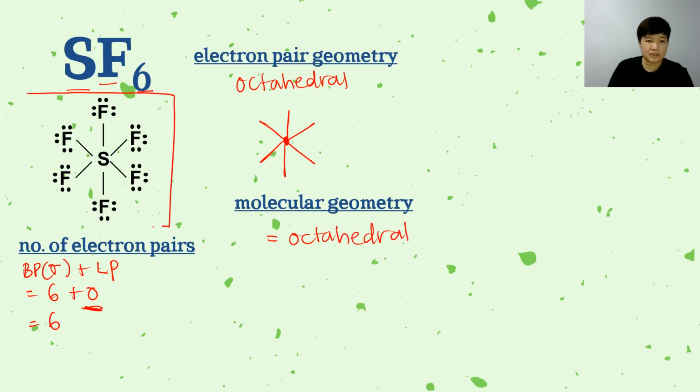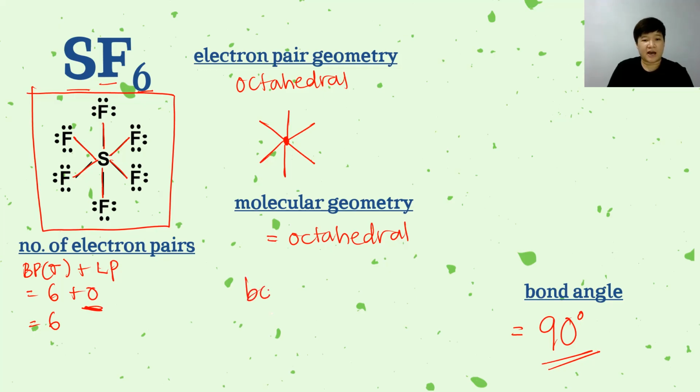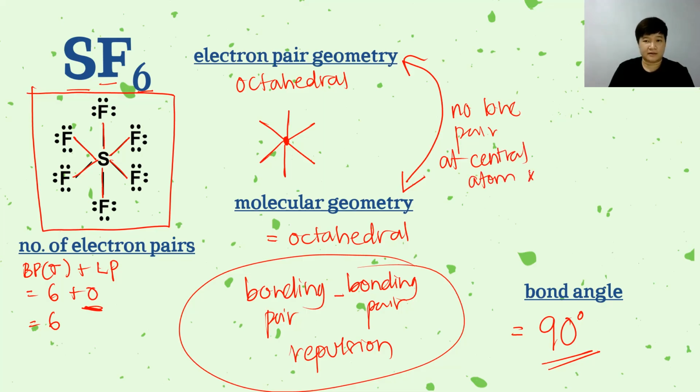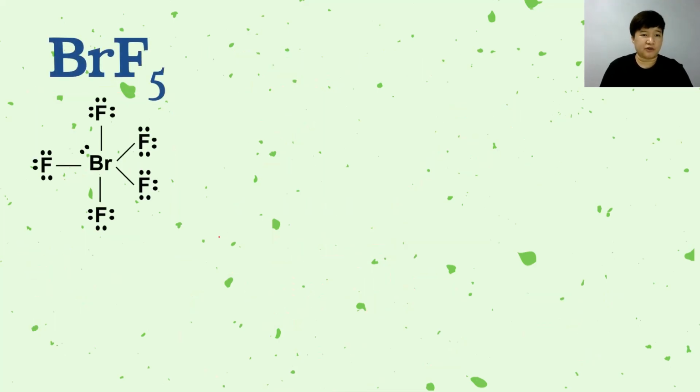And your Lewis structure is already in the correct octahedral. You can see that. That is your octahedral. Therefore, you do not need to redraw your Lewis structure. And the bond angle for the octahedral over here will be 90 degrees. Reason? Because you only have bonding pair repulsion. So it will remain 90 degrees. And again, a kind reminder: your electron pair geometry will be equal to the molecular geometry if there is no lone pair at the central atom. Remember that, okay?